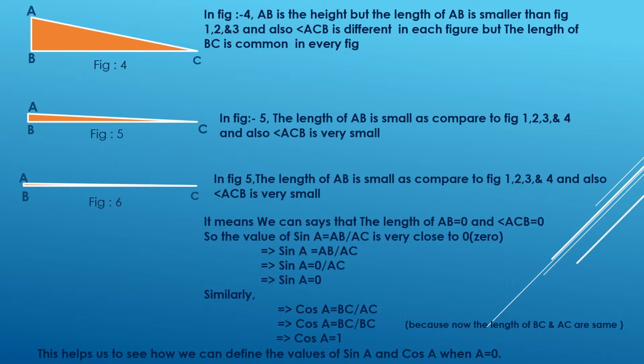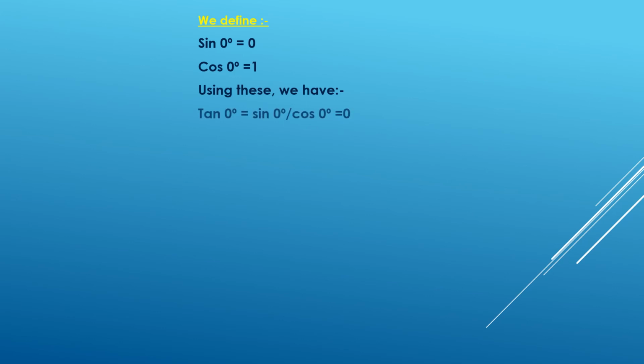This helps us to see how we can define the value of sin A and cos A when A equals 0. So we define sin 0 is equal to 0 and cos 0 is equal to 1. Using this, we have tan 0 is equal to sin 0 by cos 0, which is equal to 0, and cot 0 degree is equal to 1 by tan 0, which is not defined, and sec 0 is equal to 1 by cos 0, which is equal to 1, and cosec 0 is equal to 1 by sin 0, which is again not defined.